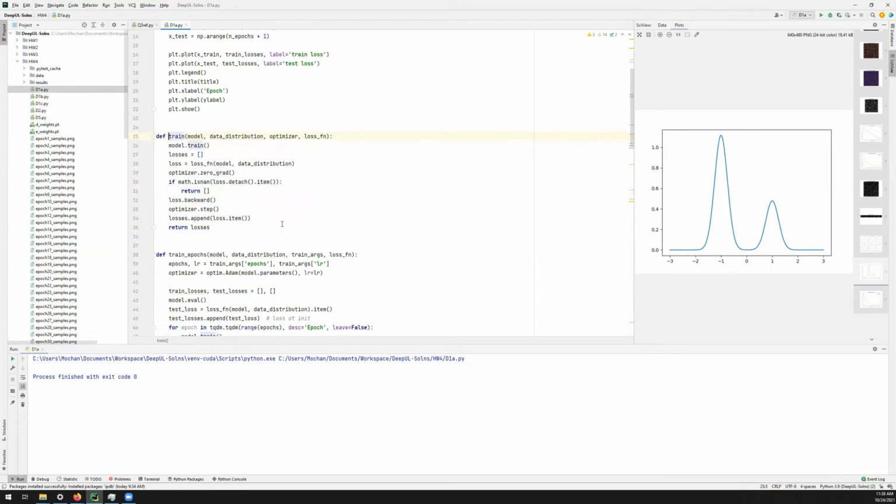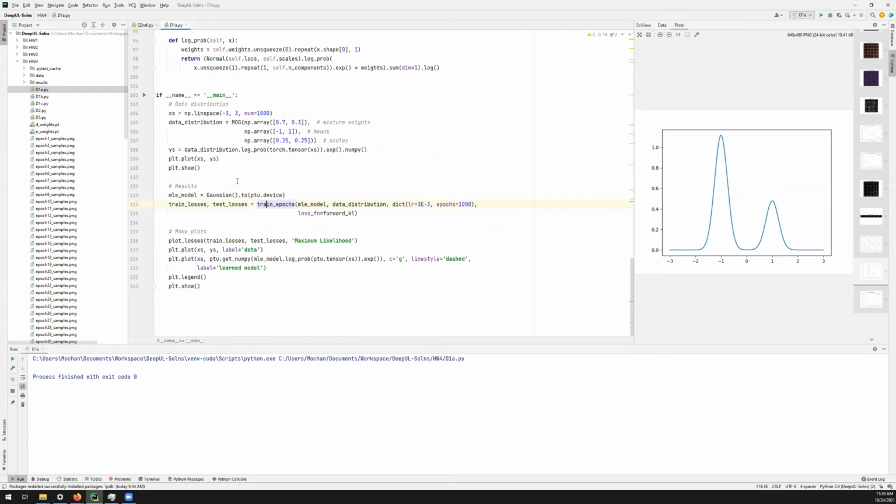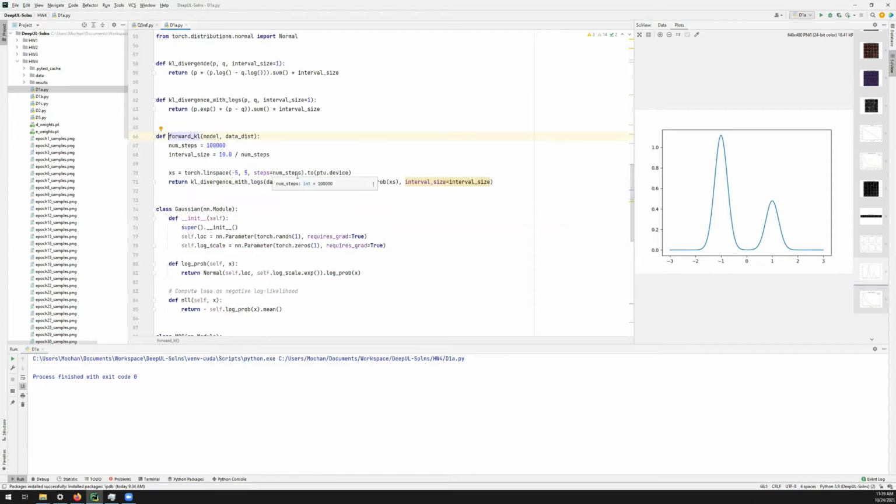Okay, let's go to the training part. Sorry, the loss function is here, and then we calculate the loss, do the backwards pass and optimize over that loss. This is the data distribution, and this is what our model is. So we're just calculating the loss function, and it comes from here. In the train epochs, the loss function is forward KL.